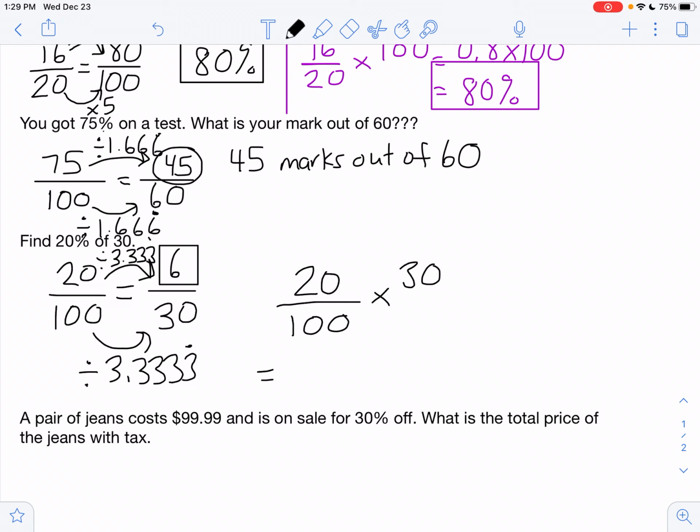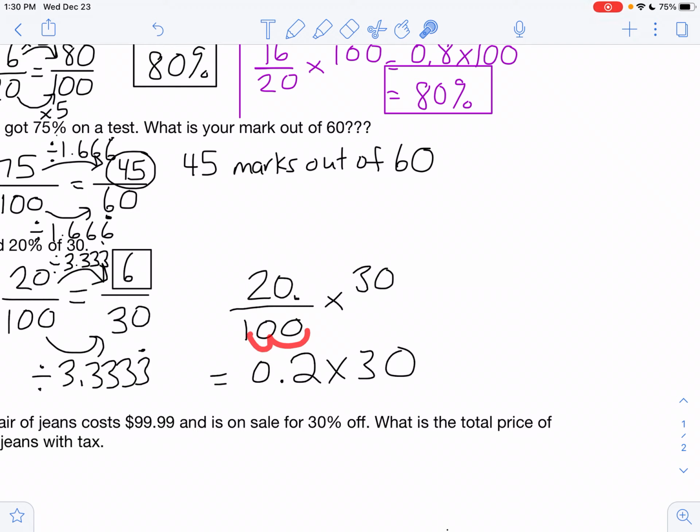Or what you can do is, if you're dividing by 100, you take your decimal at the end of your whole number and you just move it 2 spots over. So 0.2 out of 100 times 30. Okay, so we're just moving that decimal 2 spots over because we had 2 zeros in the denominator. And then 0.2 times 30, if you type that in, we get 6. Okay, so 6 out of 30.